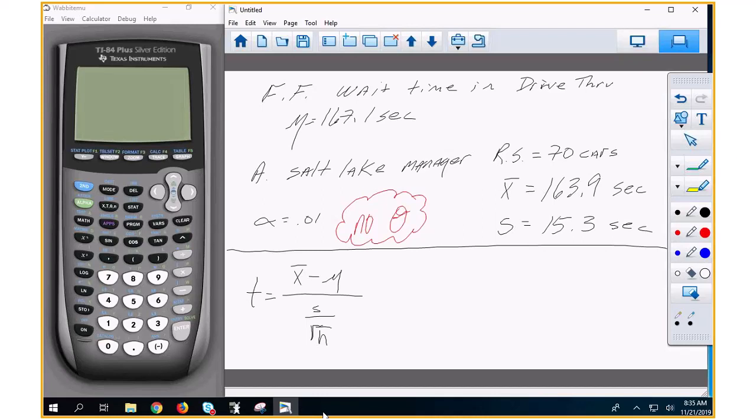So that's going to be 163.9 minus 167.1, divided by S, and S is 15.3, divided by the square root of 70. And you crank all that out, I got negative 1.75. Yes, sir.